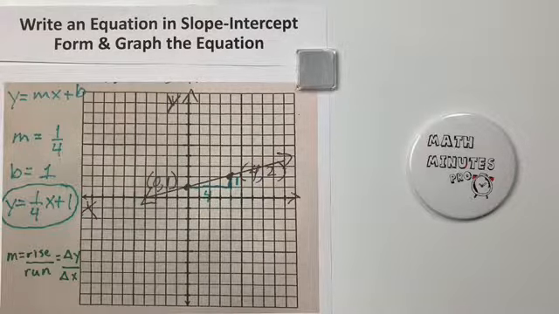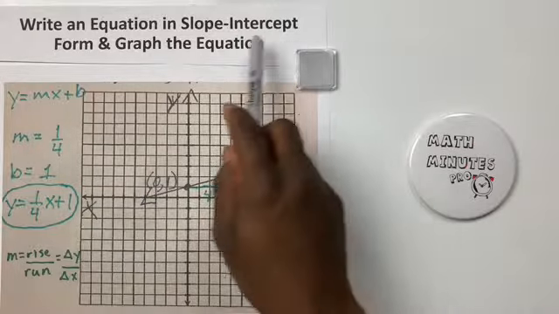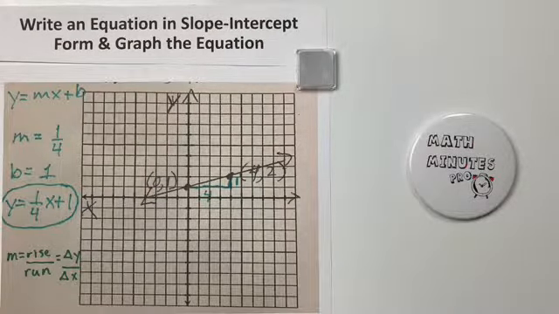It's pretty simple. But you just have to make sure you understand the vocabulary words, you understand what they're asking you to do. Now that we've written the equation in slope-intercept form, we're now going to graph this equation. So let's review the concept of a slope.